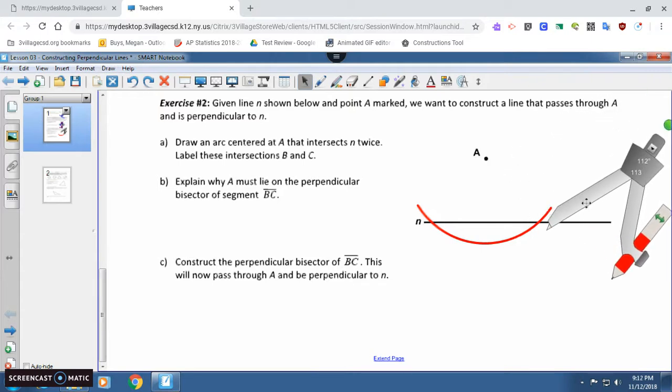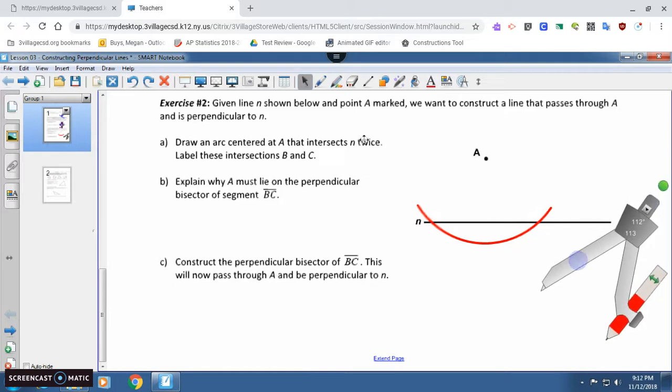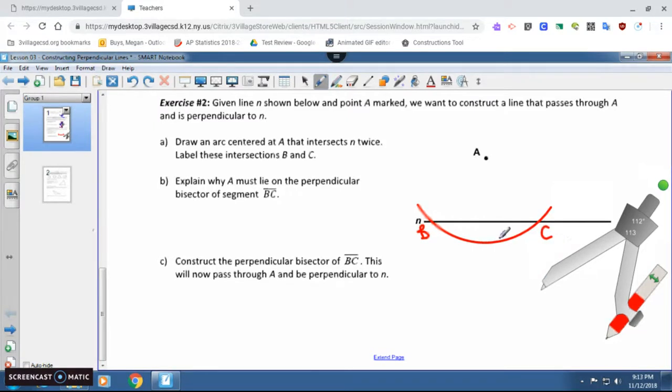So that's our first piece. And we're going to label the intersections B and C again, just so we have a reference point. And again, you don't need to point in the exact letters every time. I just wanted for this video for us to have a reference. But we found points B and C.